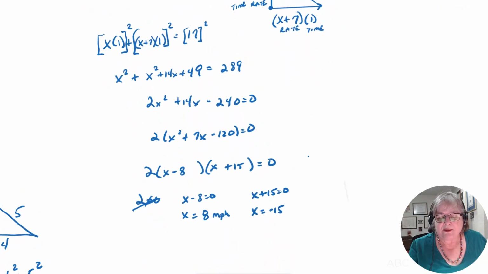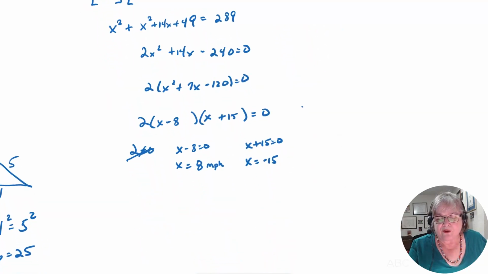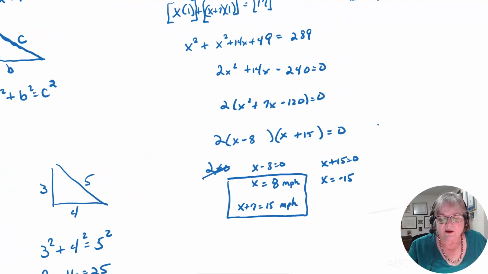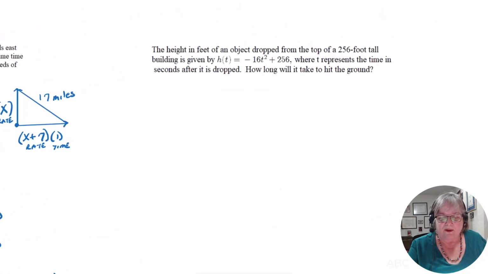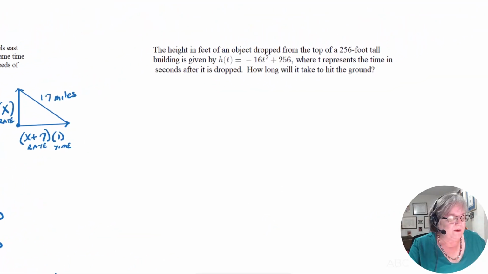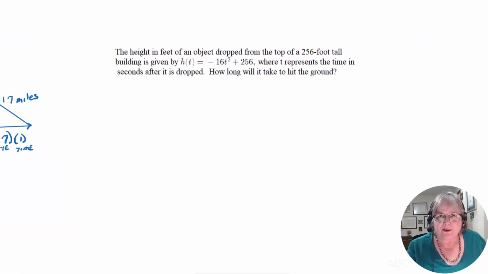And then the other one is 7 miles per hour faster. So x plus 7 would be 15. And you could check these by setting up your little triangle, like over here, and seeing if the sum of the squares of the legs equals the square of the hypotenuse. Let's keep going. So you check that, all right?